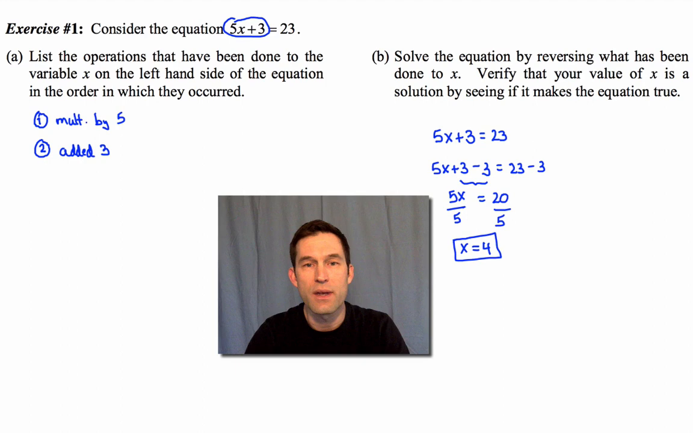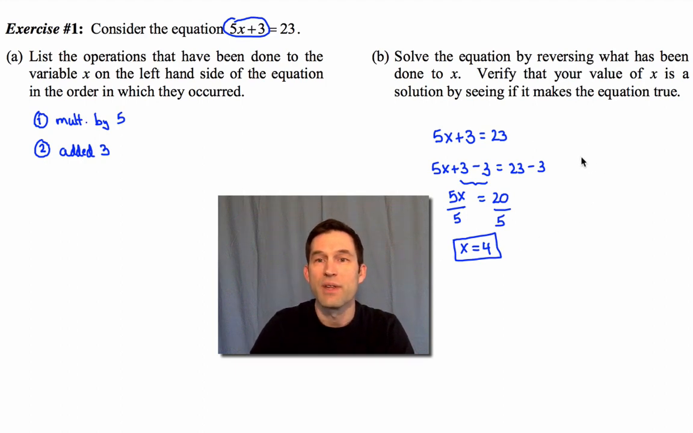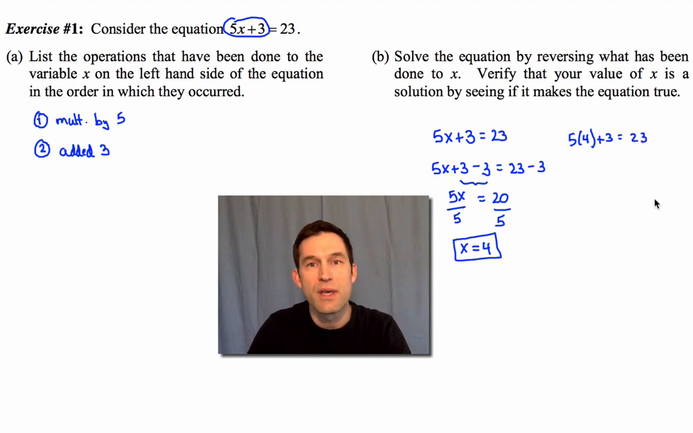Of course, we can check that it's a solution to our equation by simply taking the 4 and substituting it back into our equation to see if it's true. Remember the last lesson, that's really all we did. We just talked about what a solution to an equation was. A value of the variable that makes the equation true. So 5 times 4 is 20, plus 3 equals 23. Yeah, I think we can say that's true, right? So ultimately what this boiled down to was identifying what had happened to x and reversing it.